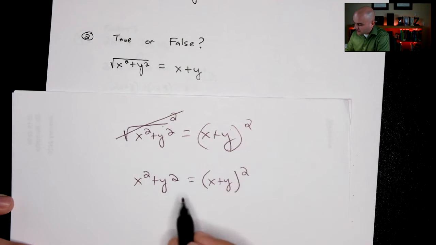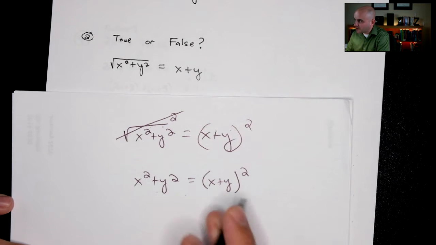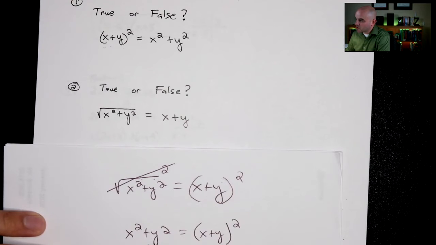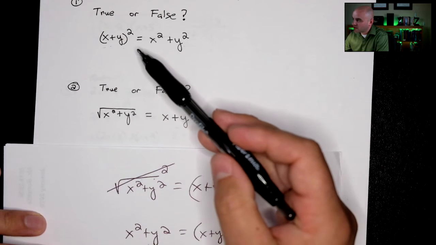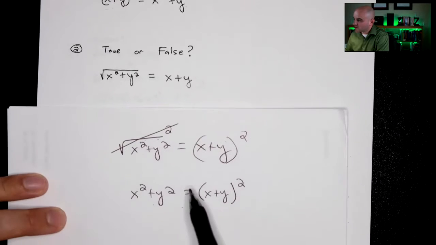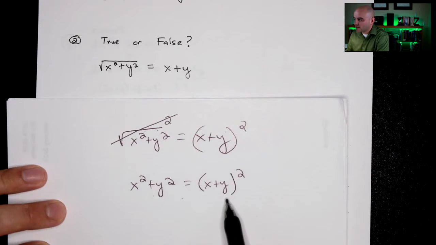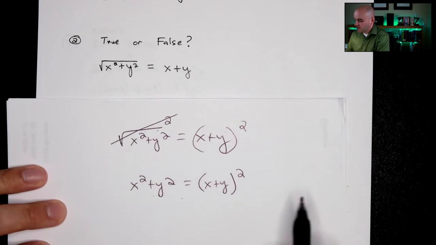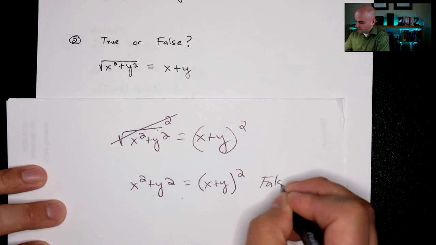And when I do that, I get something that looks pretty familiar here. Notice back up on the first problem, what did we say about that statement? We said that that was a false statement. And notice we have the exact same thing over here again, another false statement. So this one is also false.